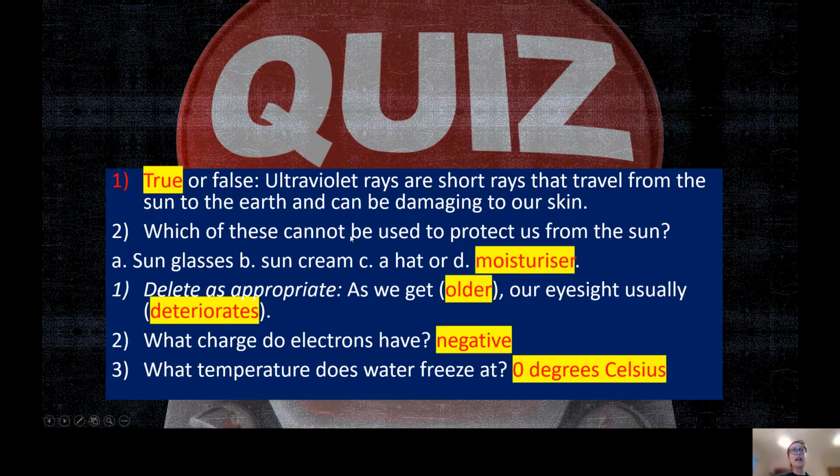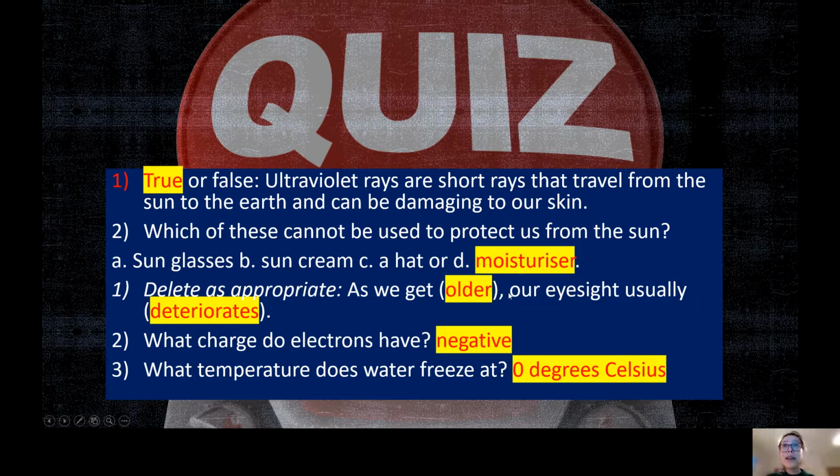Question 2, which of these cannot be used to protect us from the sun? All of these things can be used to protect you from the sun except for moisturizer. You can put on moisturizer or aloe vera after you get sunburnt, but it's not going to protect you from getting burnt.